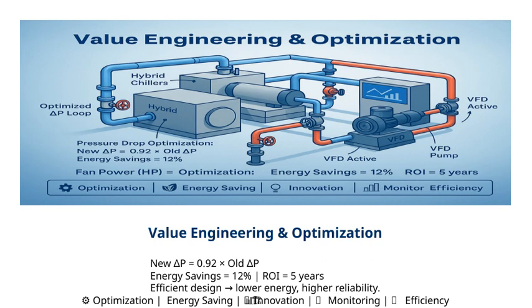Optimization involves fine-tuning the system, energy-saving emphasizes reducing consumption, innovation pushes us toward new solutions, monitoring helps us keep track of performance, and efficiency ensures we're making the most out of every component. Altogether, these elements connect back to our overall goal: creating smarter, more sustainable systems that deliver long-term value and resilience.